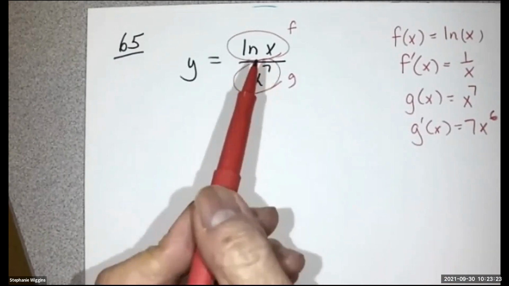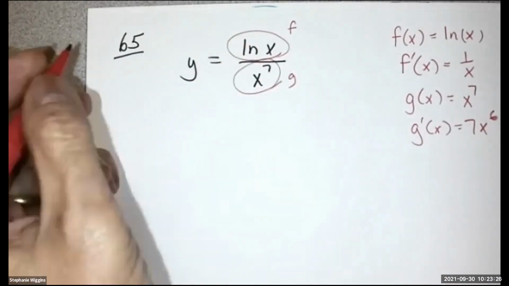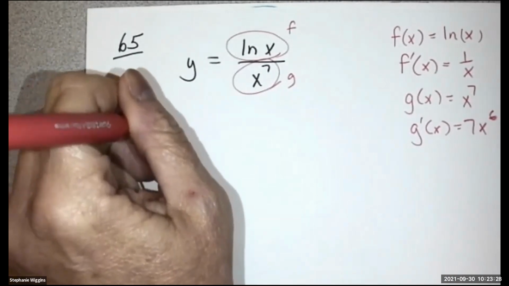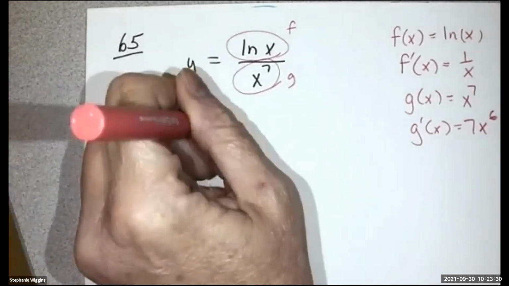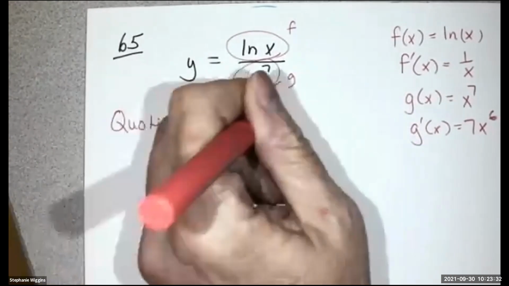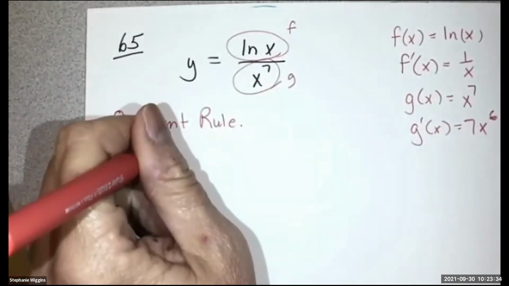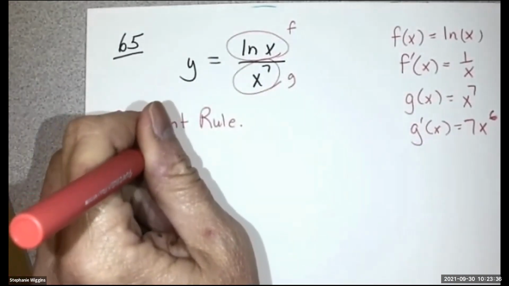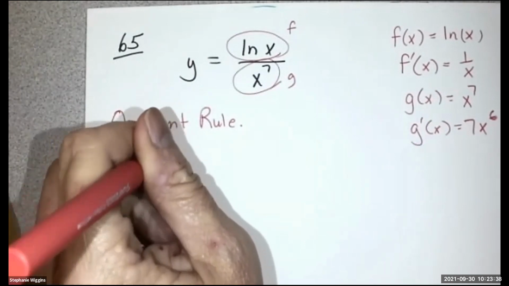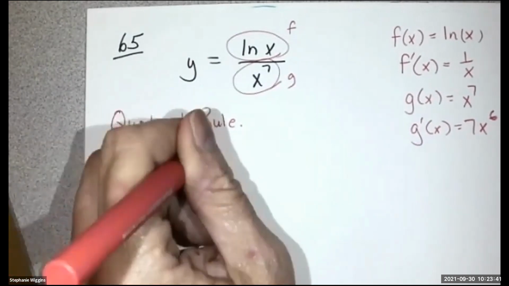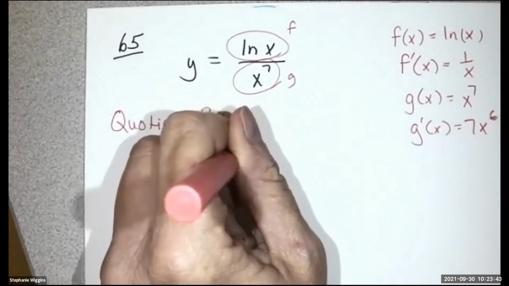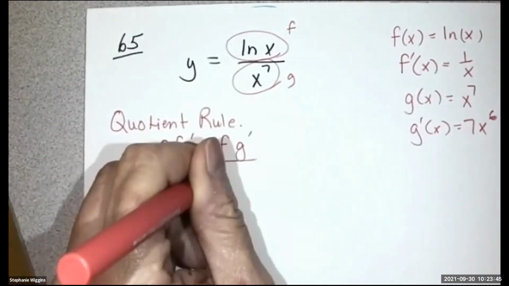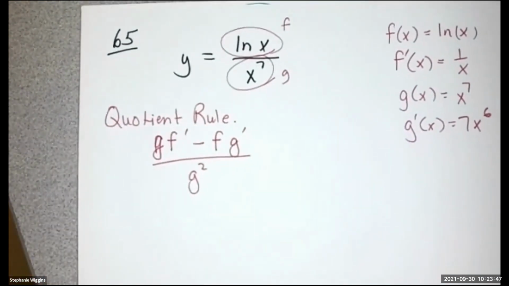And now, because this is a quotient, I have to use the quotient rule. And the quotient rule is the bottom function times the derivative of the top, minus the top function times the derivative of the bottom, over the bottom function squared. That's the quotient rule.